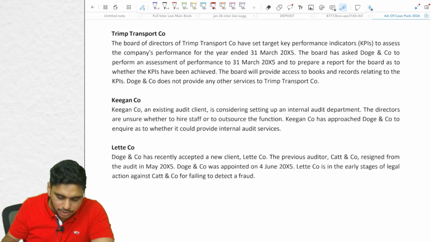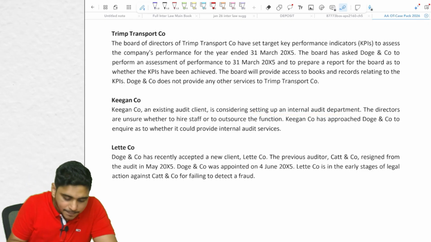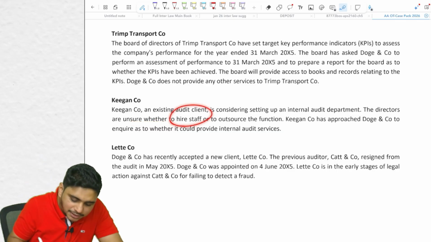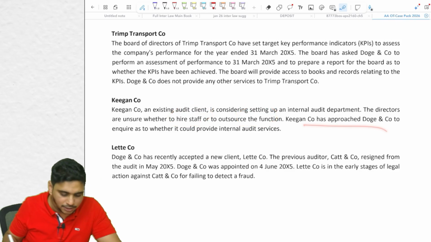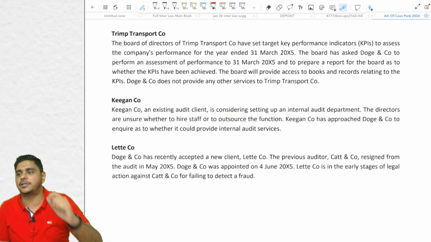An existing audit client is considering setting up an internal audit department. The directors are unsure whether to hire the staff or to outsource the function. Keegan has approached Doge to inquire as to whether it could provide internal audit service. This is specifically on internal audit. Okay.